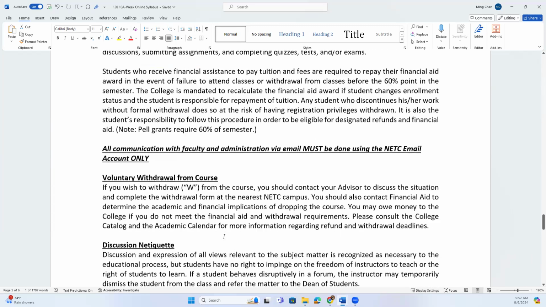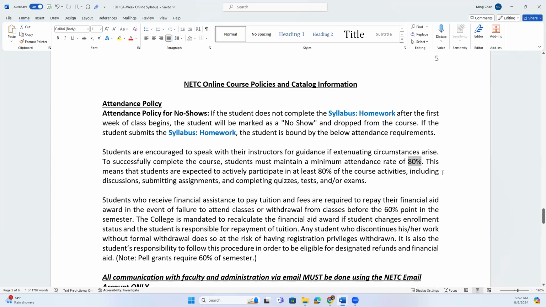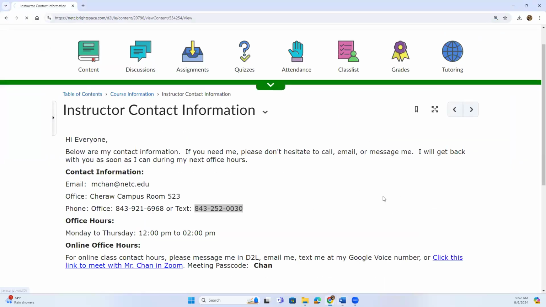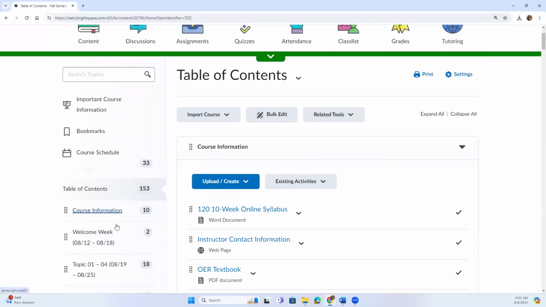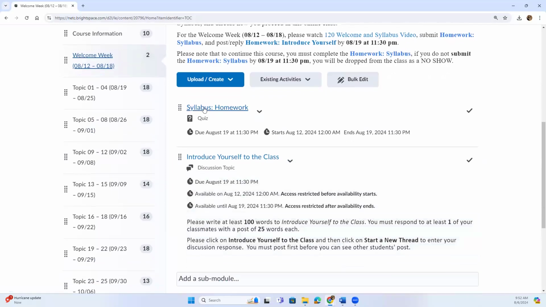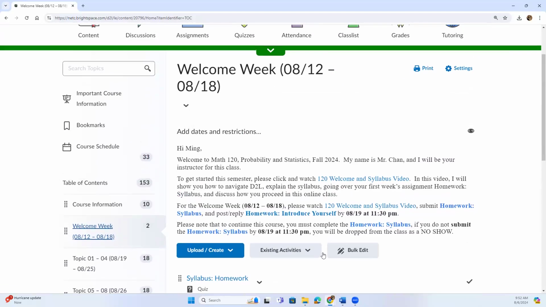Make sure you stay on task. Try not to miss more than 20% of the work. Let me go over the syllabus homework with you. During this very first week, called the welcome week, there's a syllabus homework and an introduction to yourself to the class. Once you submit the syllabus homework, then you can work on the introduction. Let me go over the syllabus homework real quick.